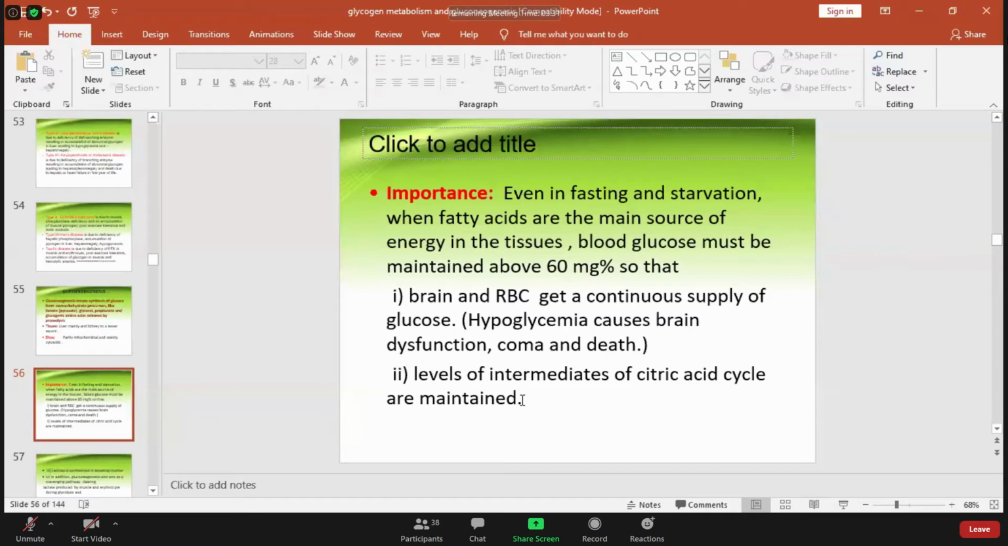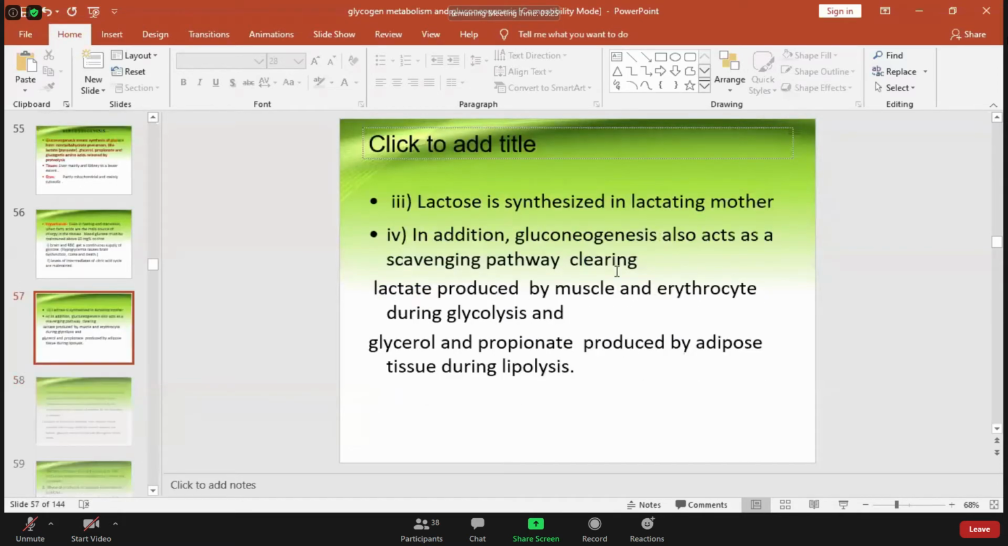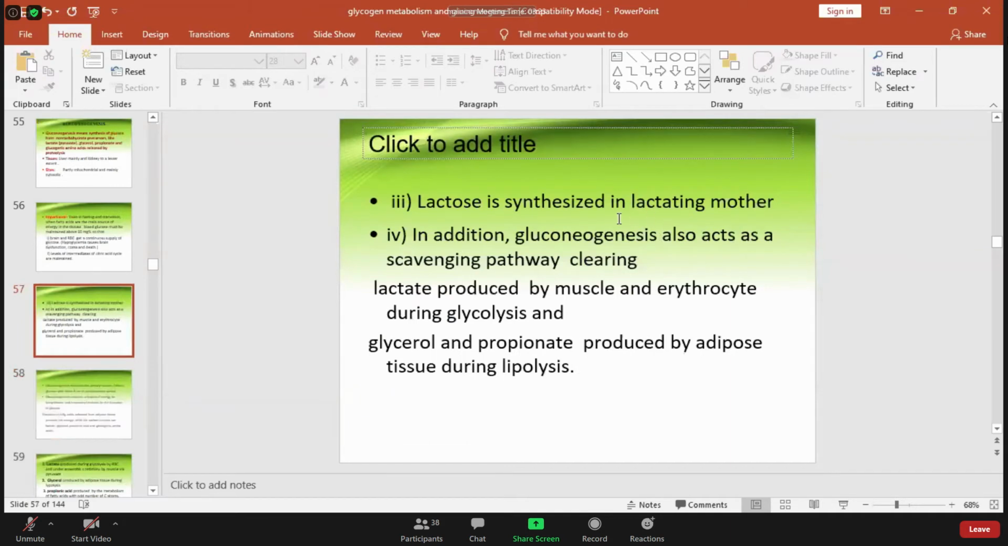You have seen that. And to maintain the levels of intermediates of the citric acid cycle and for the synthesis of lactose. Apart from this, gluconeogenesis has an important scavenging function. A scavenger is one that removes waste products. The waste products here are lactate produced by muscle and erythrocyte during glycolysis, and glycerol and propionate produced by adipose tissue during lipolysis, which are removed by gluconeogenesis.